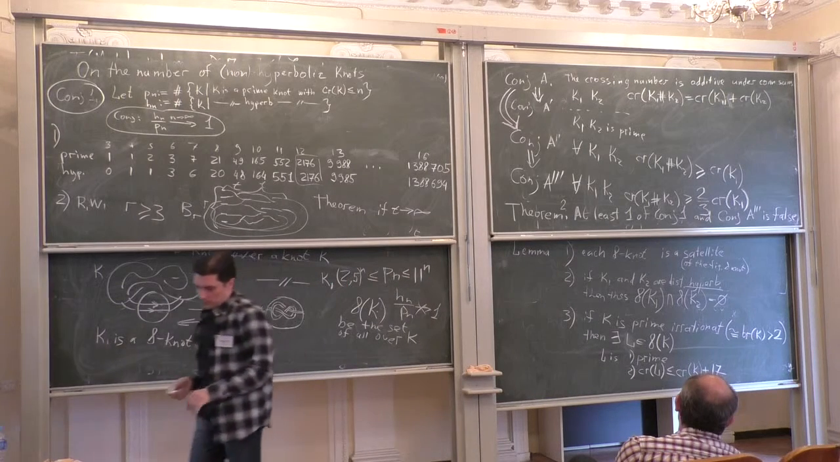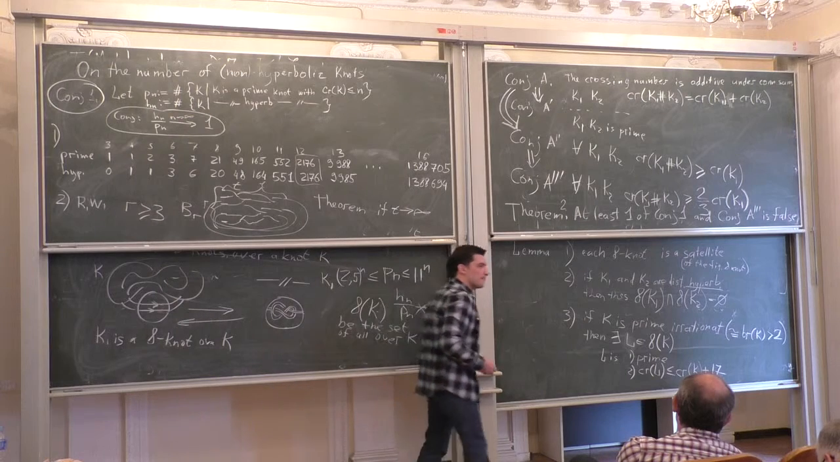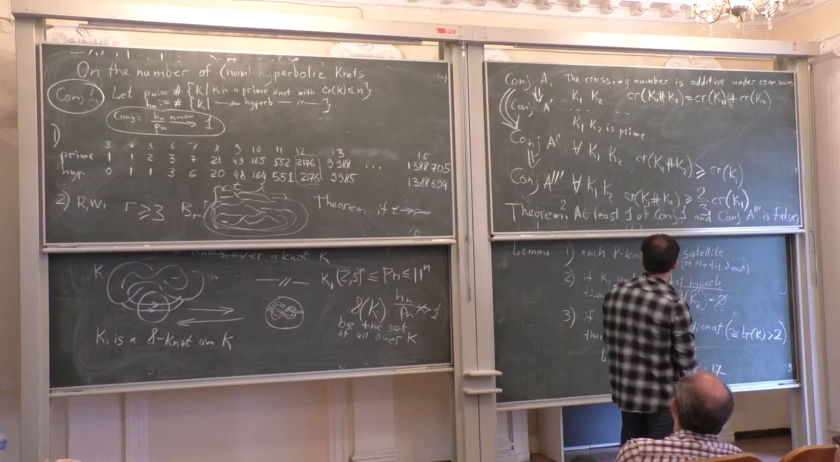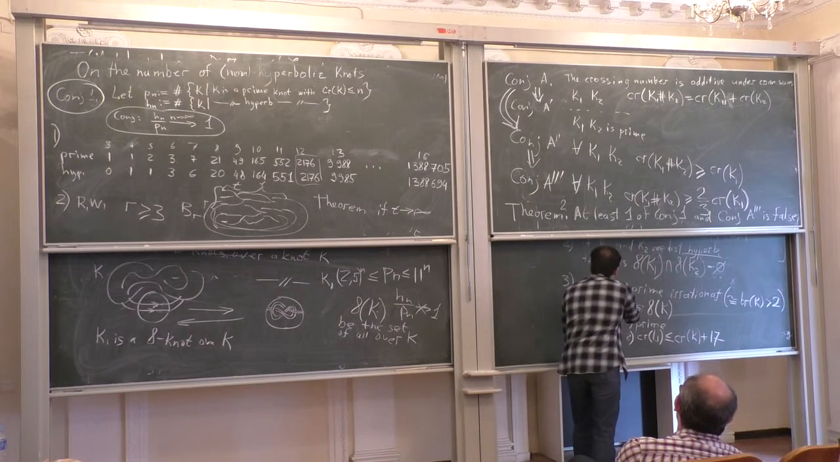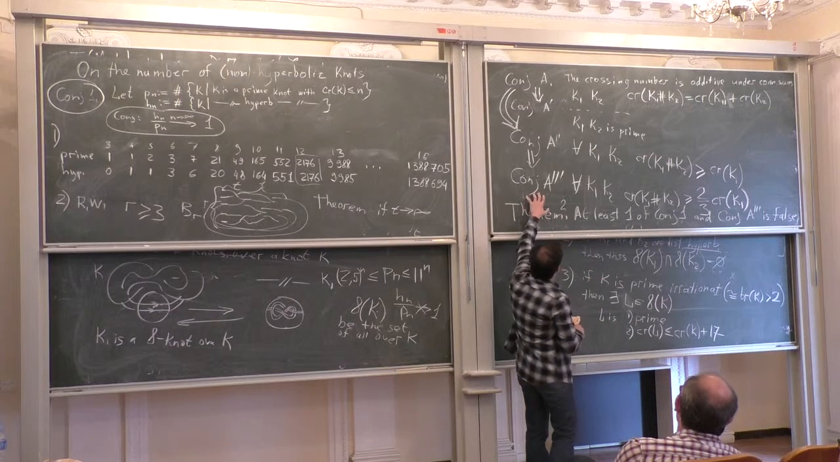Excuse me. Yeah. And do you use conjecture A3 on primes in this reasoning? Of course. So this third one I can prove only if I assume this conjecture.